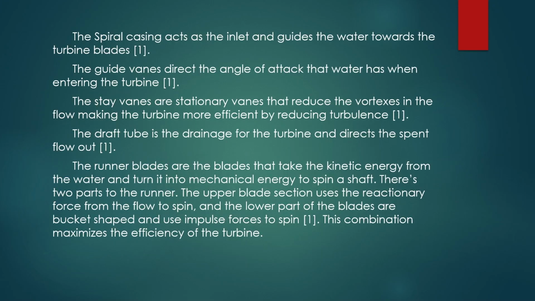Okay, getting into the components. The spiral casing acts as an inlet and guides the water towards the turbine blades. The guide vanes direct the angle of attack that the water has when entering the turbine.